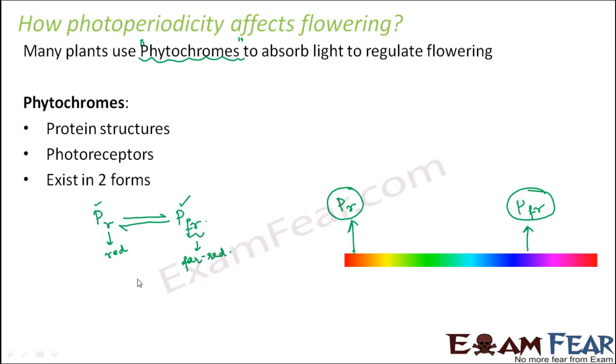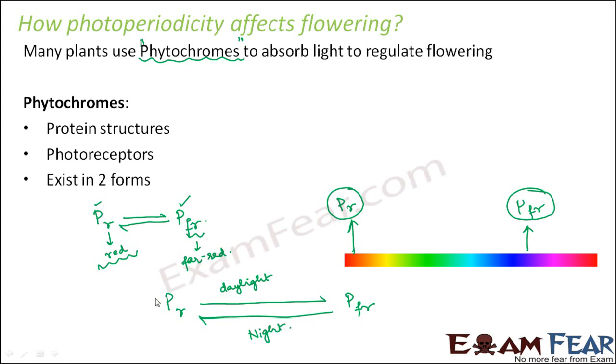Now, as I said, they are interconvertible. Now, PR gets converted into PFR in the daylight. Whenever I say the red light, during the day, red light is more, you agree, right? The red region of the spectrum will be more during daylight, correct? So during daylight, PR gets converted into PFR and PFR gets converted into PR during the night time.